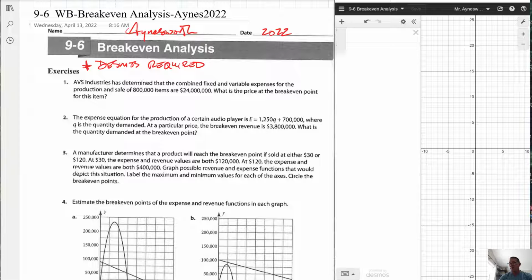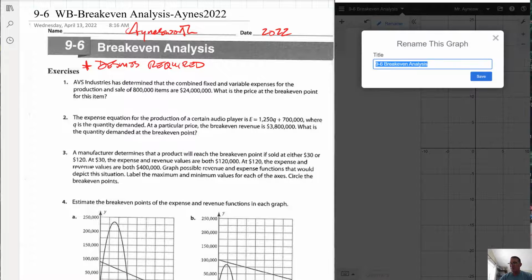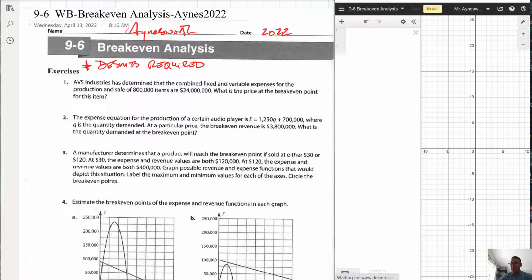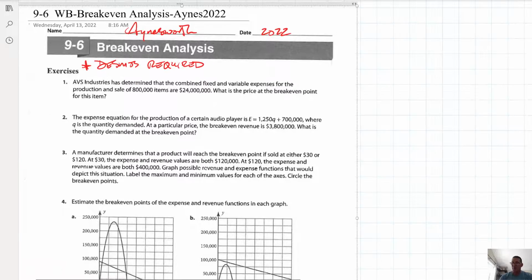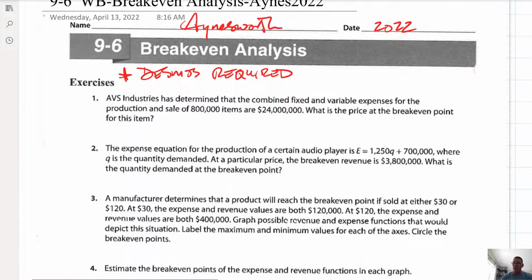Make sure you have your Desmos up and running here. I already signed in and notice that I've already titled everything, so go ahead and do that because we always use Desmos here and save and submit our Desmos work to validate everything.